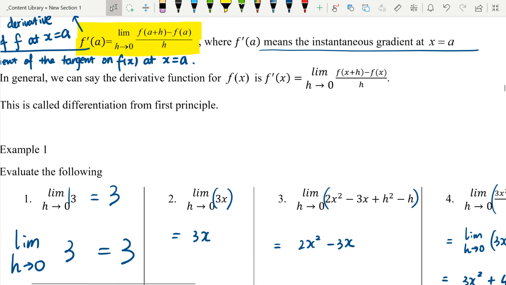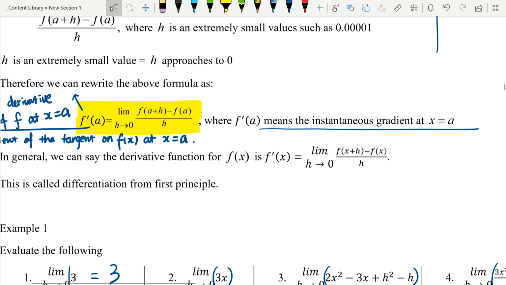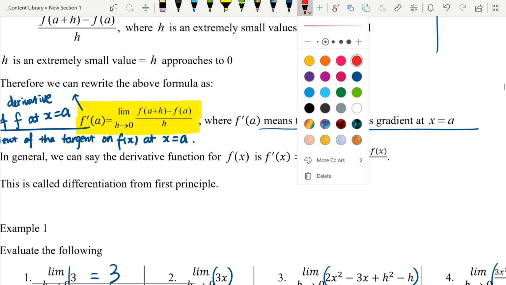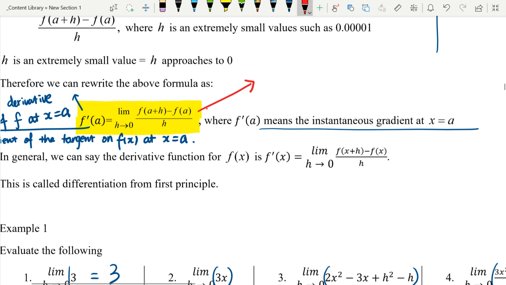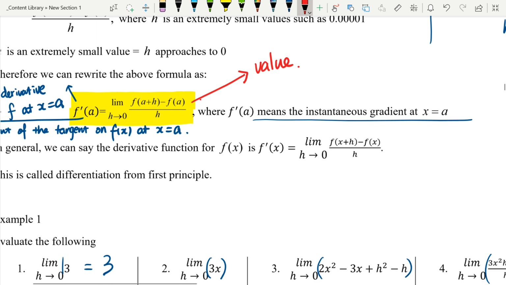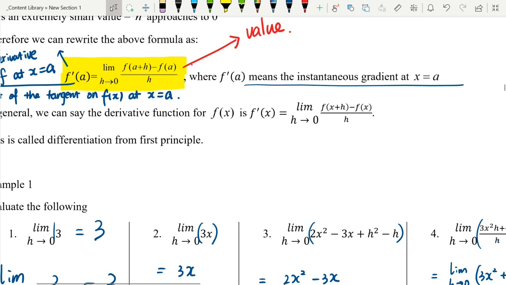Now, using this, I can only find the gradient as a value. Students are always confused about that. After I do all the calculations, I get a value out of this. It's the gradient of the curve at x equals a. So it's a value like 4 or 5 or a third. But I can make it generalized.